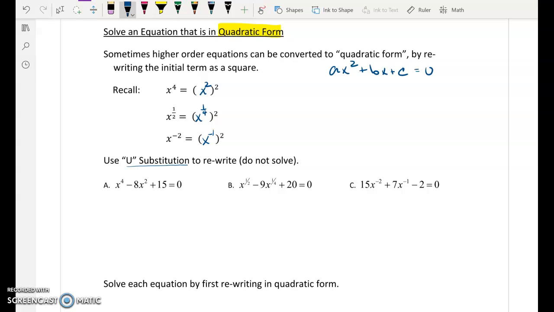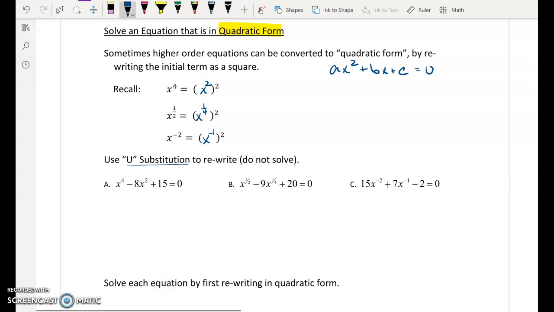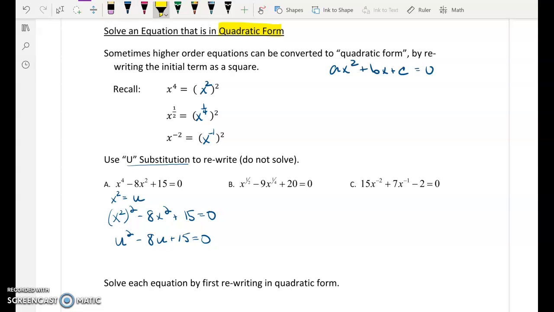Okay, so x to the fourth can be rewritten as x squared squared. So we can decide we're going to just replace x squared with u. Right. So instead of x to the fourth, we're going to put x squared squared minus 8x squared plus 15 equals 0. Well, now wherever we see this x squared, we're going to take it out and replace it with u. So we're going to rewrite this as u squared minus 8u plus 15 equals 0. Okay, we've taken out the x squared and replaced it with u. All right, and this is just a regular old quadratic equation, which should be easy to factor and solve.